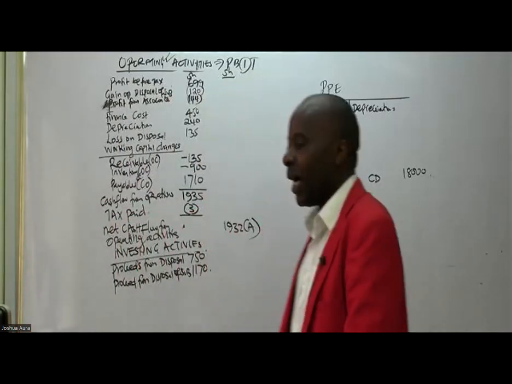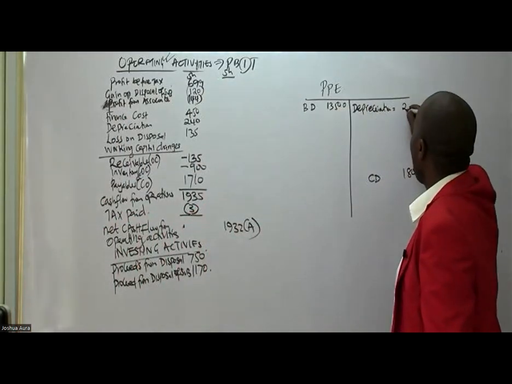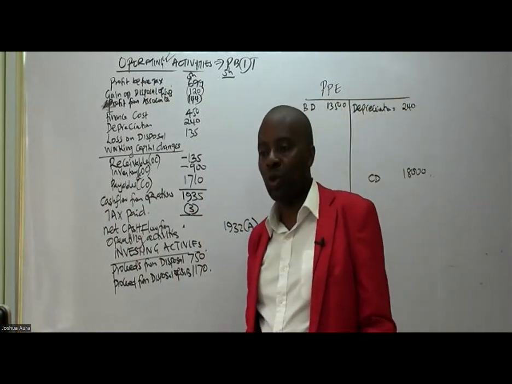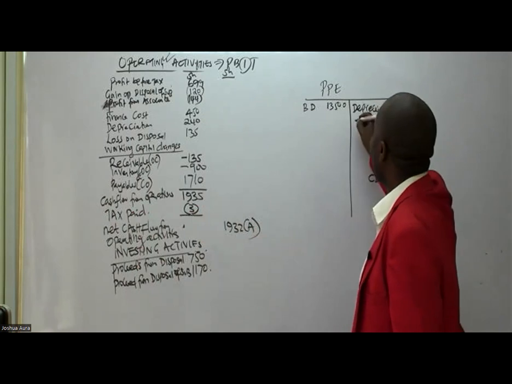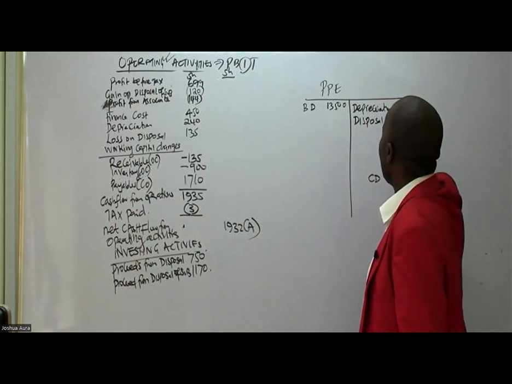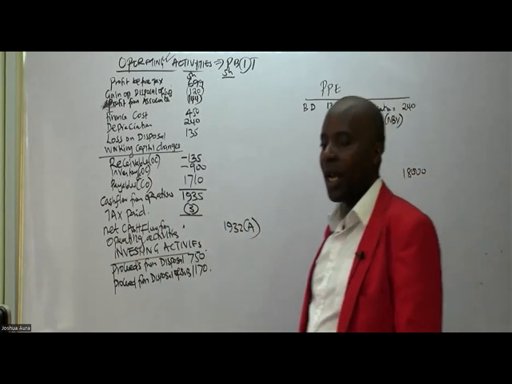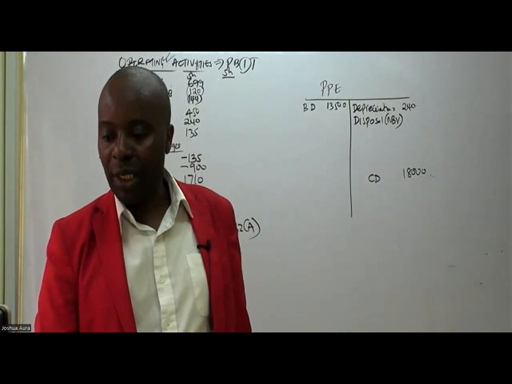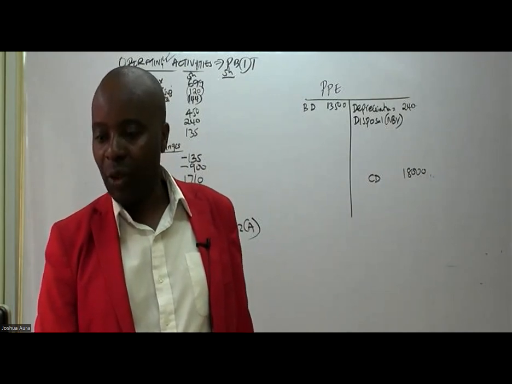So that reduces my PPE value. So 240. Now, other things, ladies and gentlemen, we have disposals. Disposal: PPE disposed at net book value, or the carrying amount of the property, plant, and equipment that was disposed. This I should be able to get.